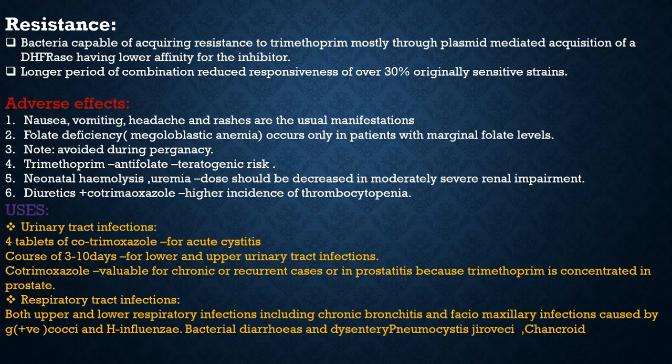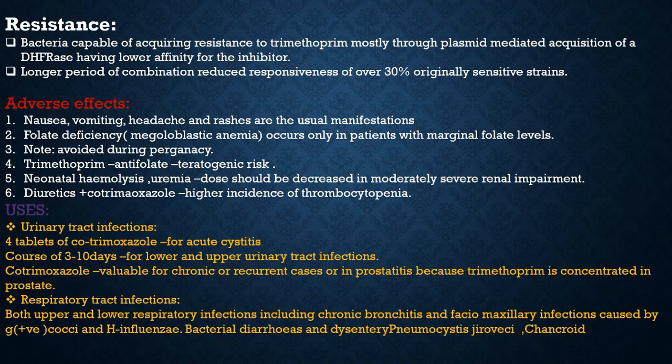With diuretics and co-trimoxazole, there is a higher incidence of thrombocytopenia. Uses of co-trimoxazole are urinary tract infections, respiratory tract infections, bacteriuria, dysentery, myositis and synovitis. In urinary tract infections, 4 tablets of co-trimoxazole are given for acute cystitis, with a course of about 3 to 10 days for the lower and upper urinary tract infections.